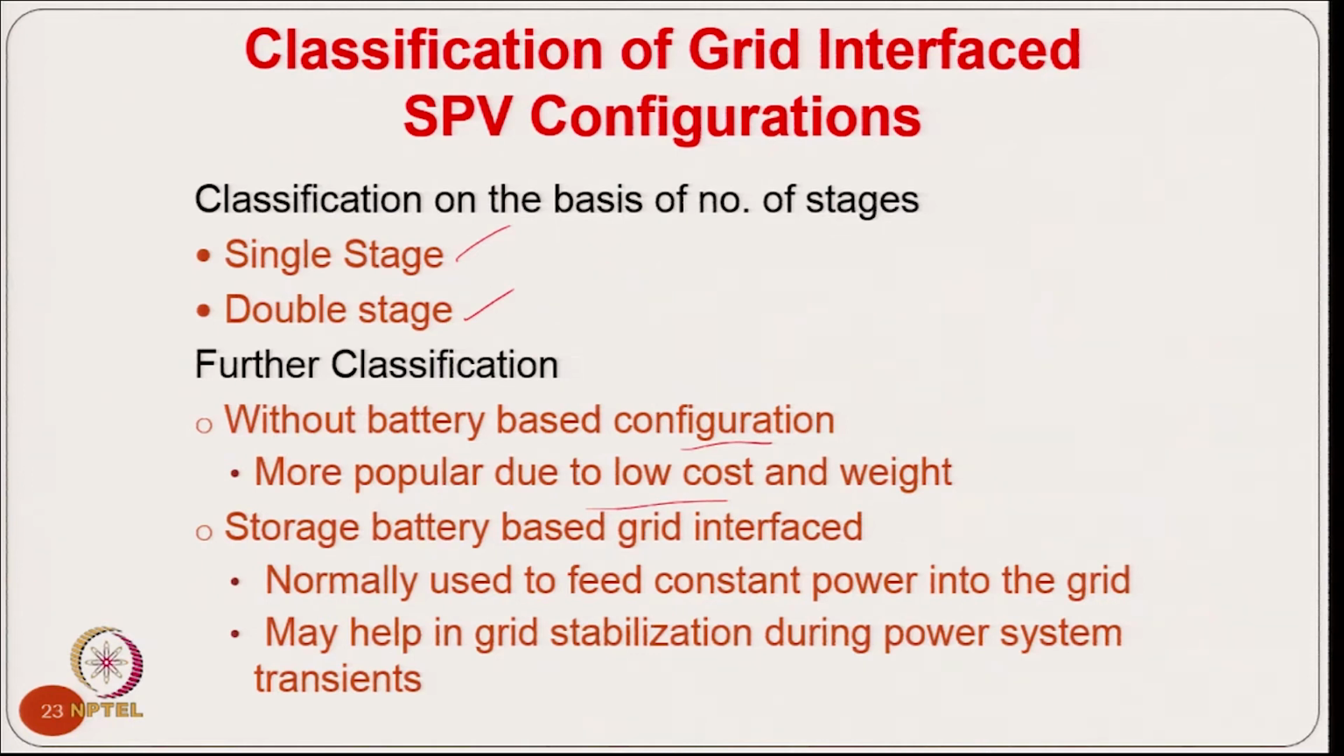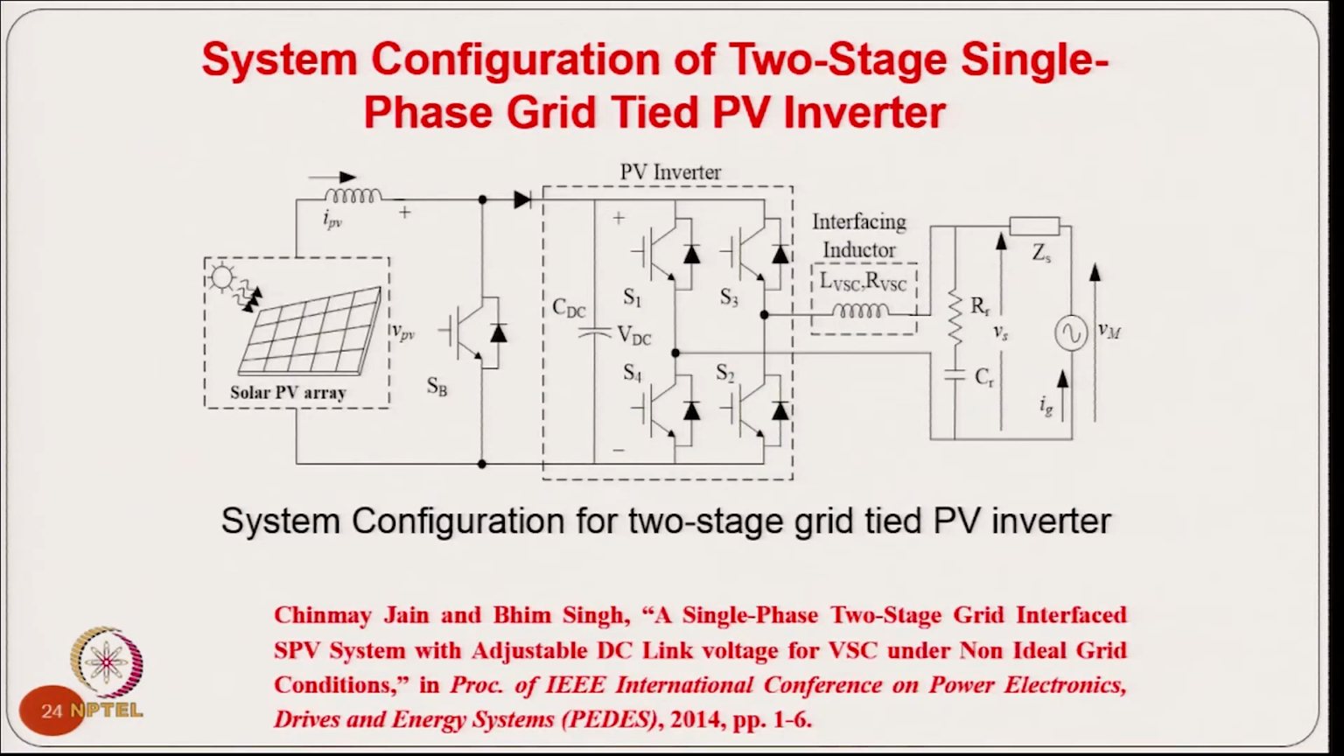Battery based grid interface is normally used to feed constant power into the grid, so that the intermittency of the generation is not reflected on the grid and may help grid stabilization during power system transients. These are typical examples, like we have a solar PV array with maximum power tracking of the PV array. We are using typically here the boost converter, which is feeding the power of course on the DC link of this inverter. You can have one degree of freedom here.